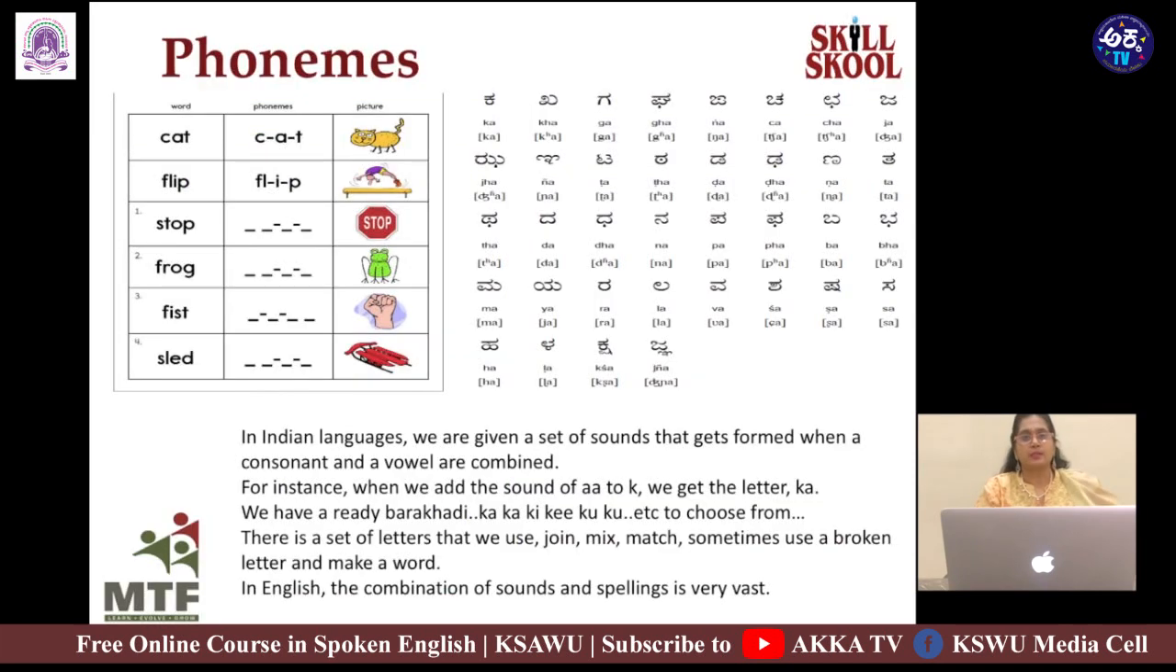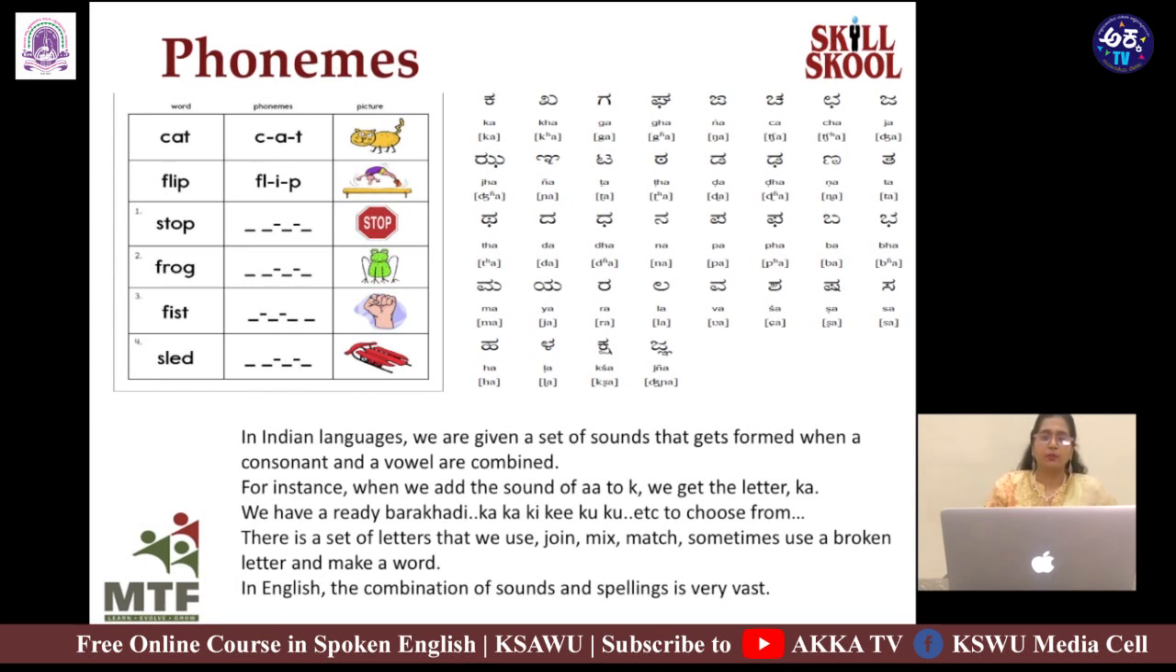In Indian languages, as we can see in the chart, like in Kannada also, we have a ready-made solution to write. For example, we are all taught the barakhadi. There are vowels, there are consonants. Barakhadi means we just have to pick ka and ki to write kaki. We already have that solution there.